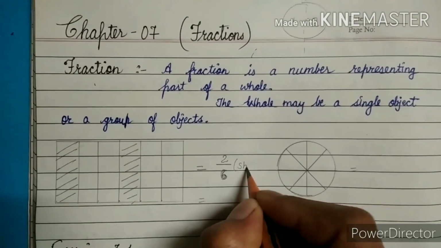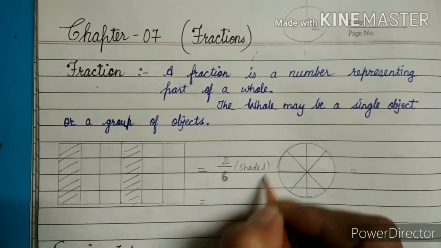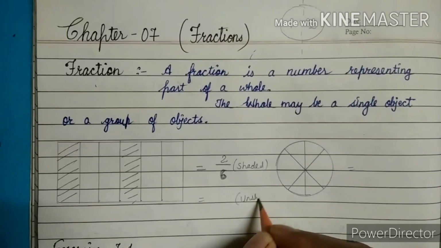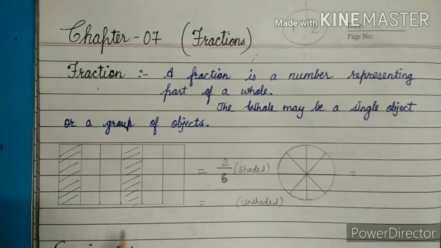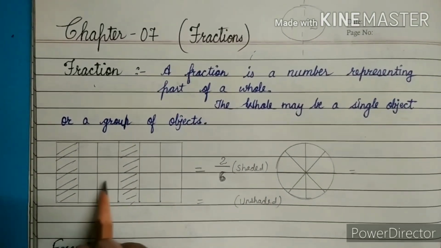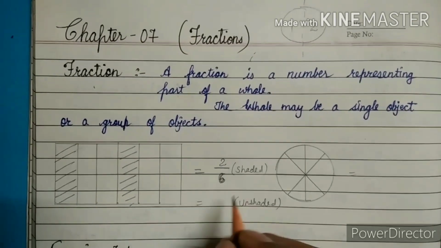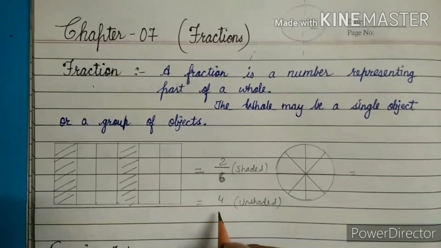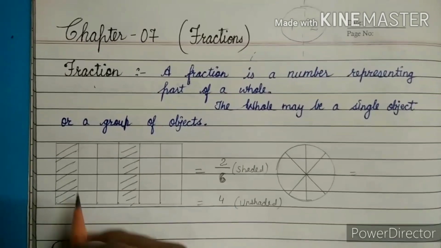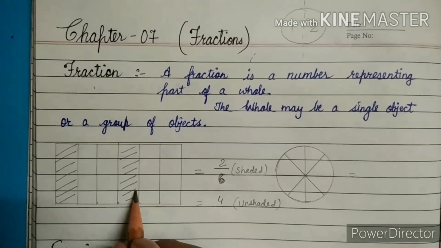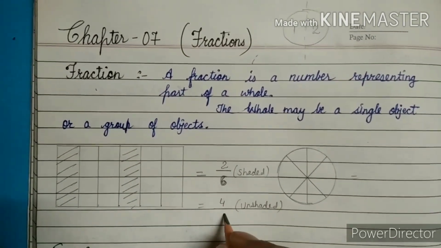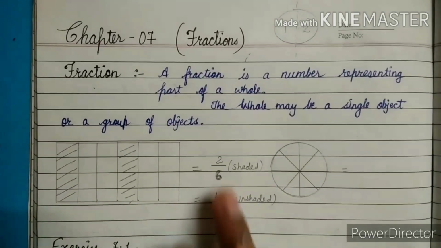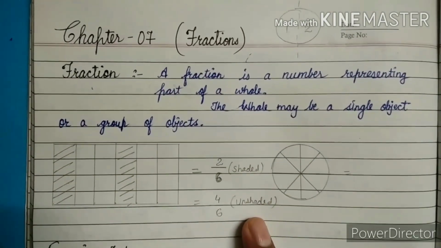And how many are unshaded? This is for shaded, and the same for unshaded. How many are unshaded? 1, 2, 3, 4. 4 are unshaded out of the total. Total are 1, 2, 3, 4, 5 and 6. So 2 are shaded and 4 unshaded.